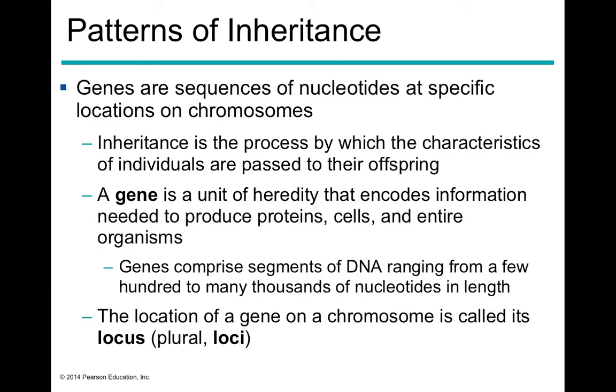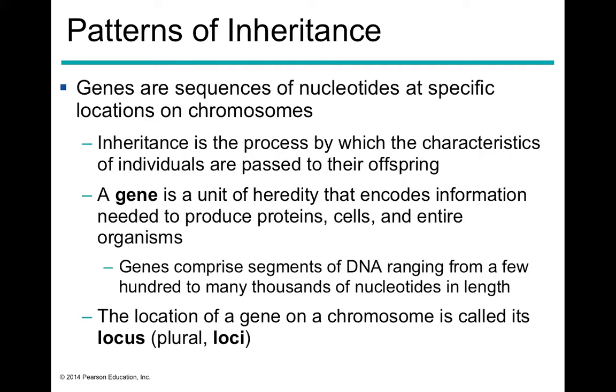So genes are comprised of DNA, so they're sequences of nucleotides, which are located at specific locations on chromosomes. So a gene is going to code for specific information. A hereditary unit could code for a protein, etc. And a gene is going to be any unit of heredity that encodes information needed to produce everything that makes you, you. And genes can be thousands of segments long, so they comprise multiple segments of DNA, and they can range from hundreds of bases to thousands of nucleotides in length. And they're located in a specific location within the genome.